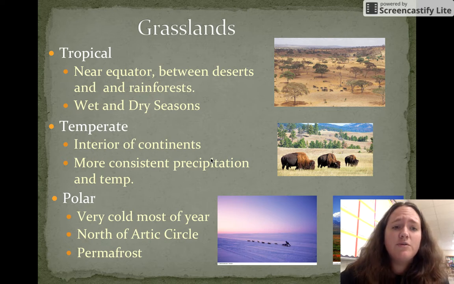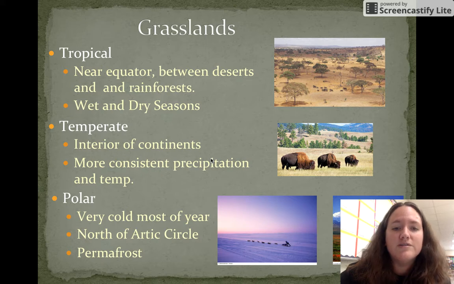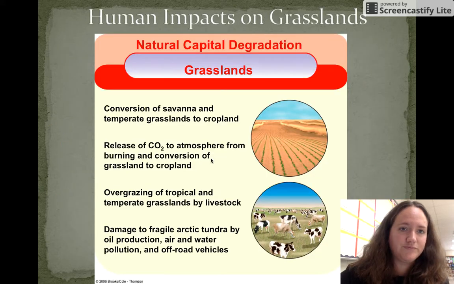Grasslands also have tropical, temperate, and polar. Again, those words are very similar to what is happening in the desert. Grasslands typically have a little bit more rain and not quite as high temperatures as deserts. They can be between deserts and rainforest if it's the tropical one. Tropical has a wet and dry season. Your temperate is going to be more consistent in temperature and precipitation, and your polar is going to be cold for pretty much all of the year.